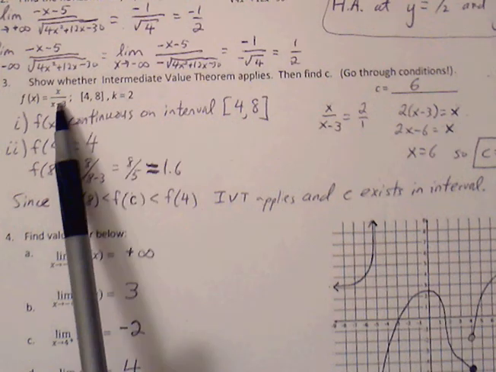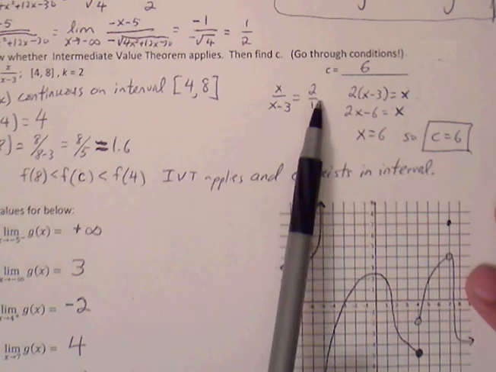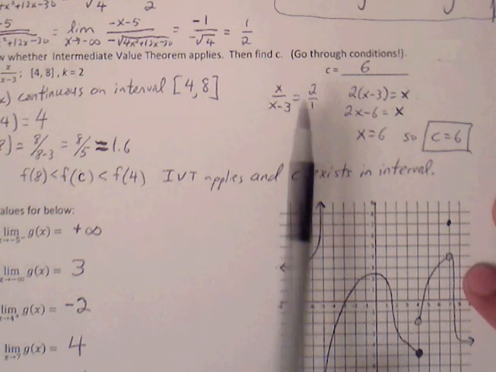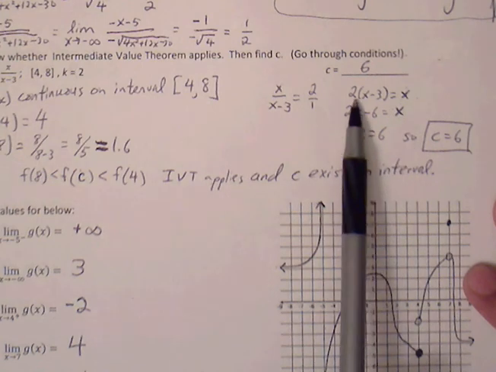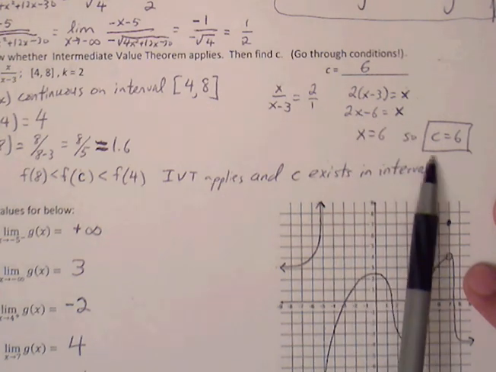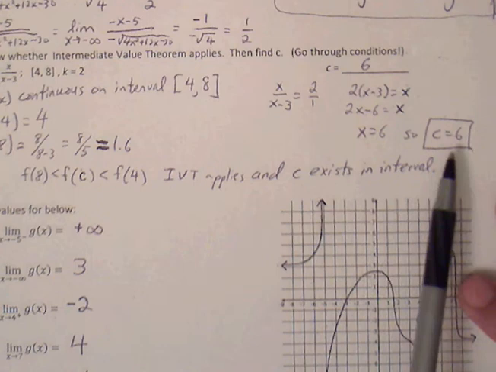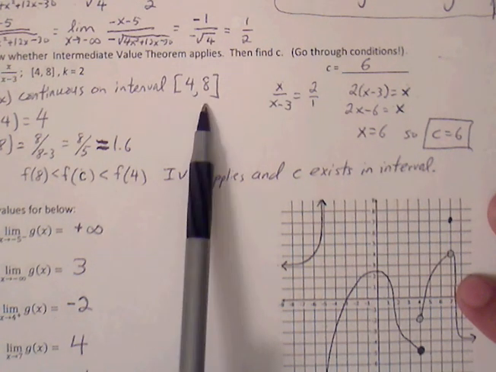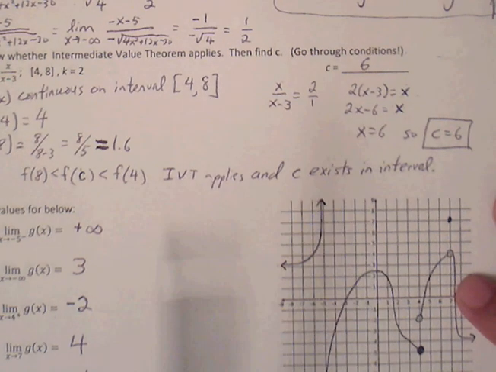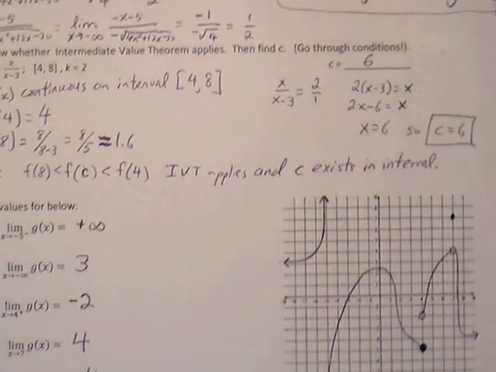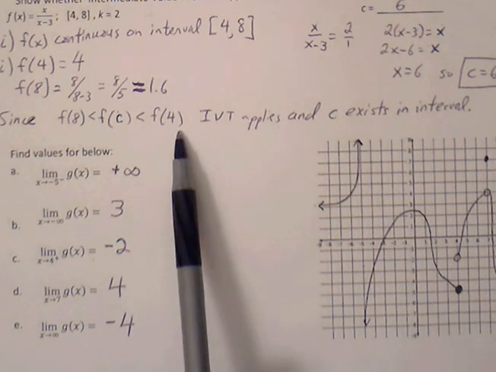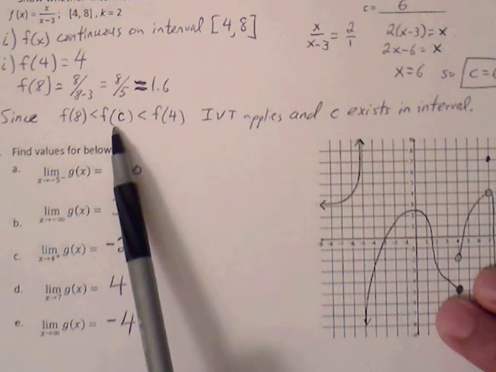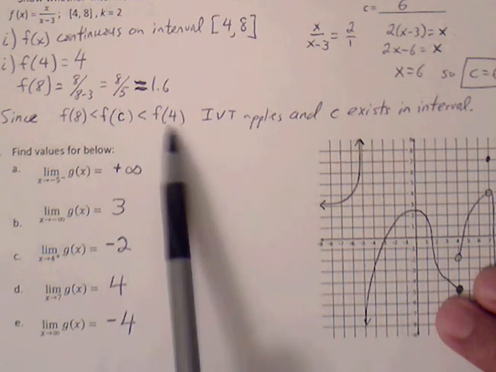So x over x minus 3 is equal to 2. We want to find out when the graph crosses a y value of 2. We do cross product, and 2x minus 6 equals x. Solve for x, x equals 6. So c is equal to 6. Now 6 is between the x interval of 4 and 8, so that checks out. So we know c is equal to 6. And the sentence that we can write out: since our y value sits between the endpoints' y values, IVT applies, and c exists in the interval.